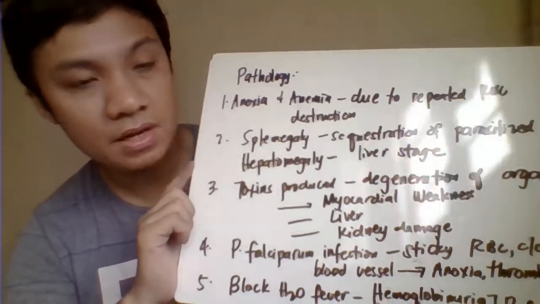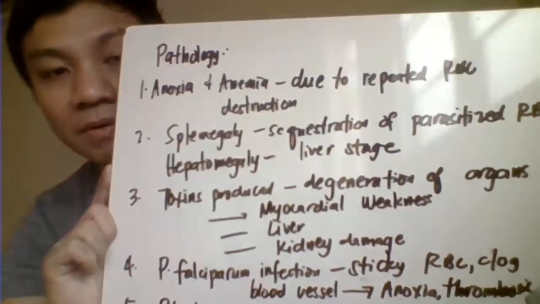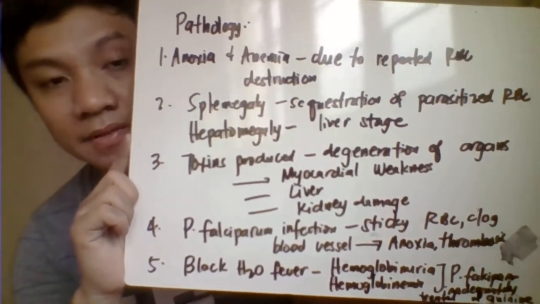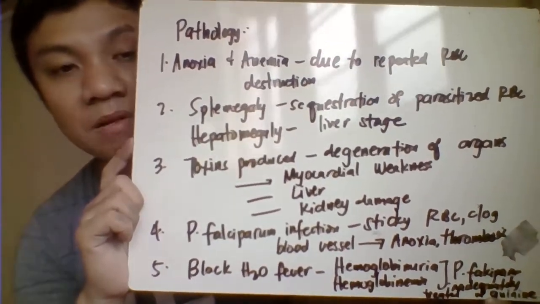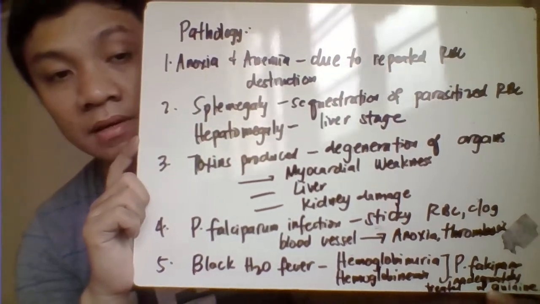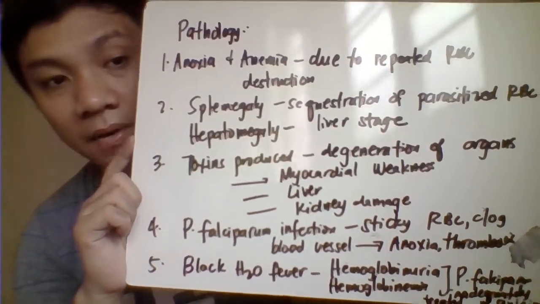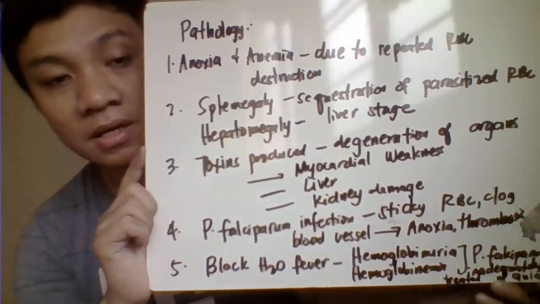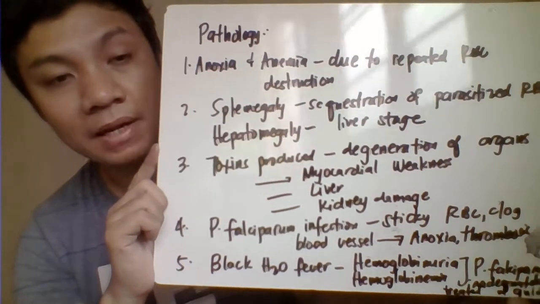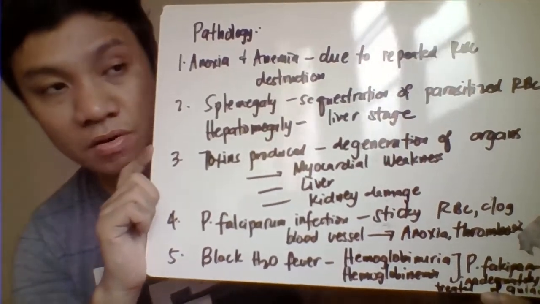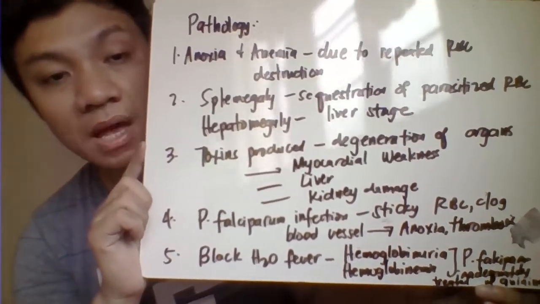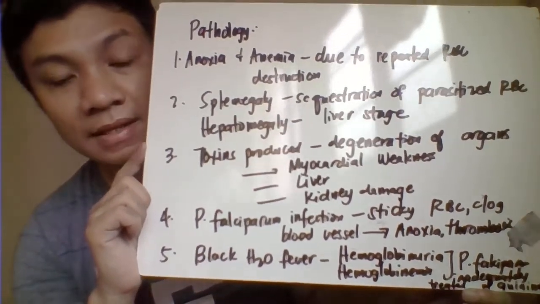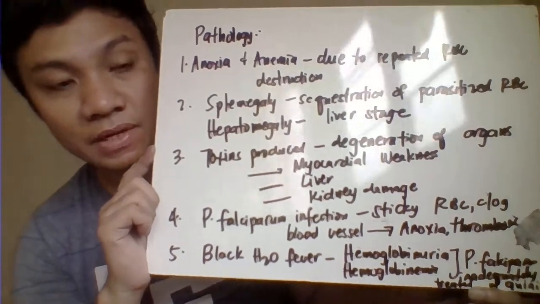And the second one, we have here the splenomegaly because of the increased sequestration of your spleen by your parasitized red cells. And hepatomegaly, inflammation of the liver, because remember, meron siyang hepatic stage or the pre-erythrocytic stage. Another one, we have the toxins produced here resulting in damage to your parenchymatous organs, which results in your myocardial weakness or muscle weakness, heart weakness. Also here, liver damage. And then another one, it could also result in damage to your kidney.